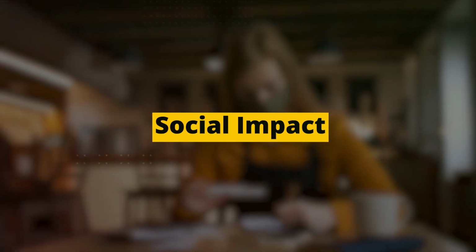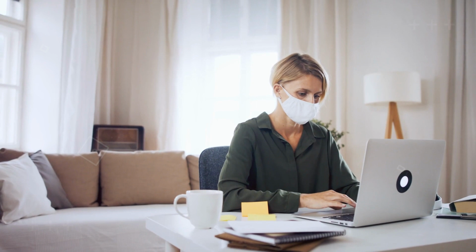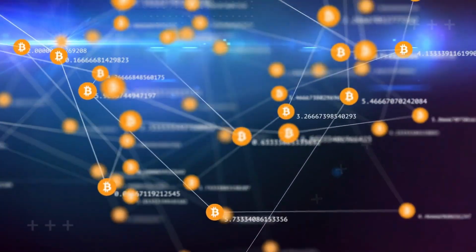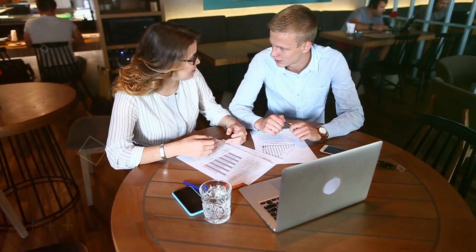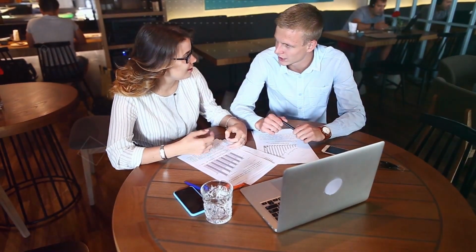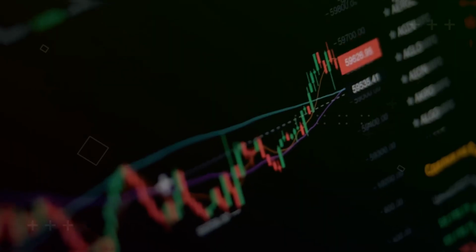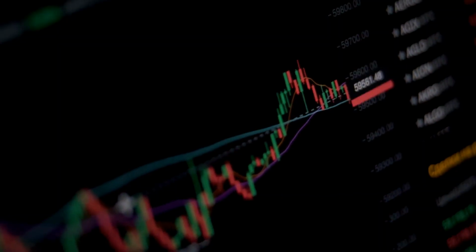Social impact. Now let's veer into the realm of the social impact that cryptocurrencies can have. Did you know that blockchain technology and cryptocurrencies are being employed to solve some of the world's most pressing issues? From refugee assistance to reducing carbon emissions, cryptocurrencies are not just about making profits.